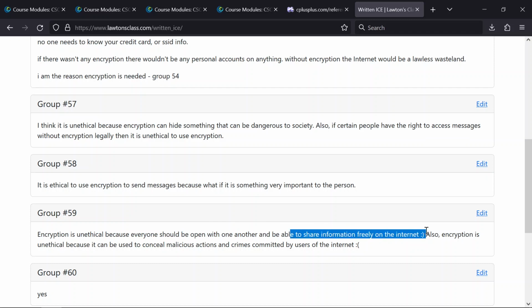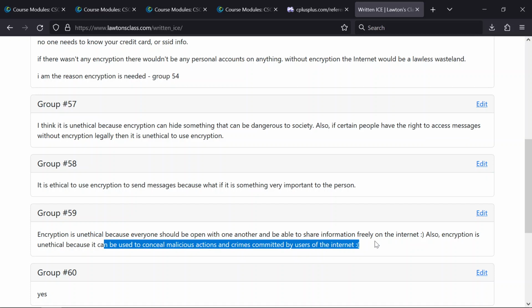It's a very Kantian kind of argument. We shouldn't want to lie. We shouldn't want to be talking behind someone's back. I like that very much. That's a good argument against encryption. It's unethical because it could be used to conceal malicious things. Good. So very good thoughts, everybody.